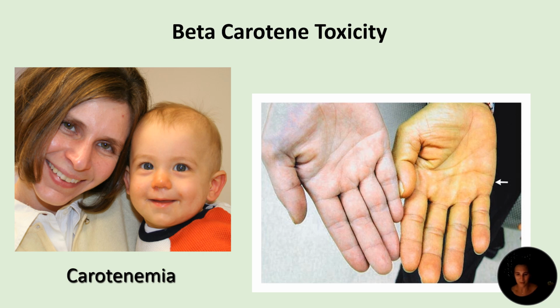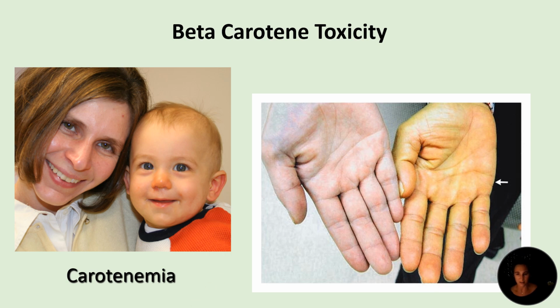Here, I'm just going to make my pointer a little bit bigger. Here we go. Here you can see the hand of an adult who has probably reached and exceeded the UL for beta-carotene by taking supplements. You can see the hand has got that orange color, compared to the hand of somebody who is not taking beta-carotene or not going over the UL for beta-carotene. So again, it just changes the color of your skin, and once you stop, it'll be reversed.